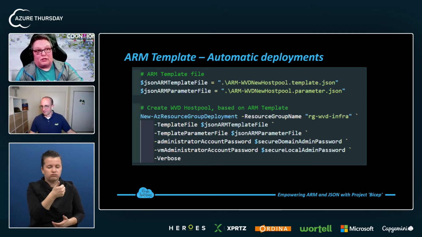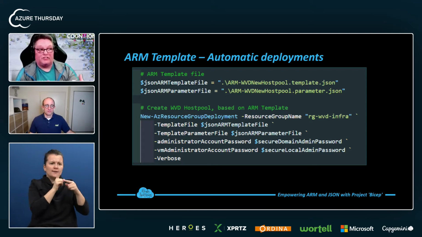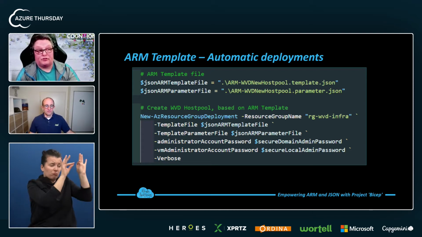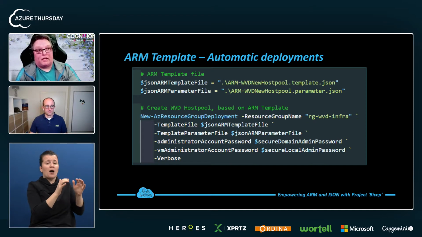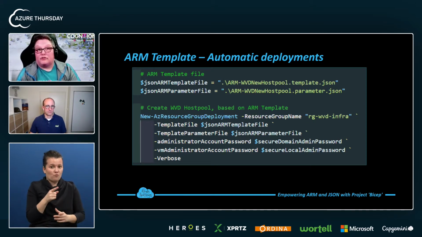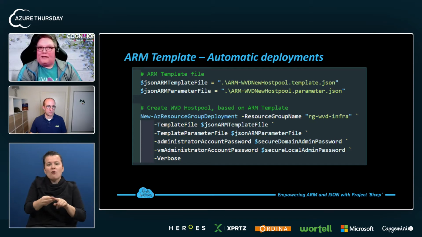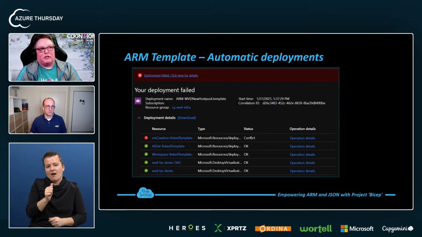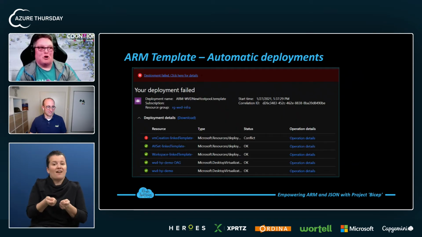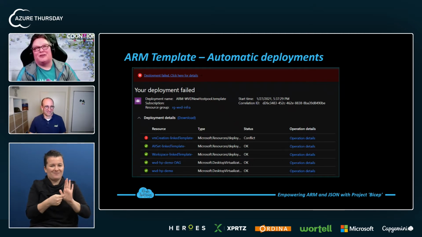So you just simply provide the template that you want to use and a parameter file. And then in my case, I use the new Azure Resource Group deployment commandlet to deploy my template and push it to the Azure Resource Manager. And this is the step where I normally introduce a really cool demo on how quickly it can be used to deploy your resources in Azure.